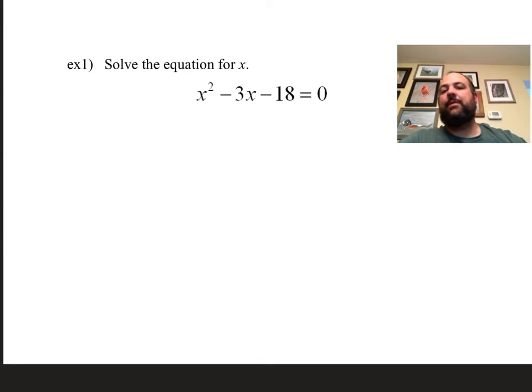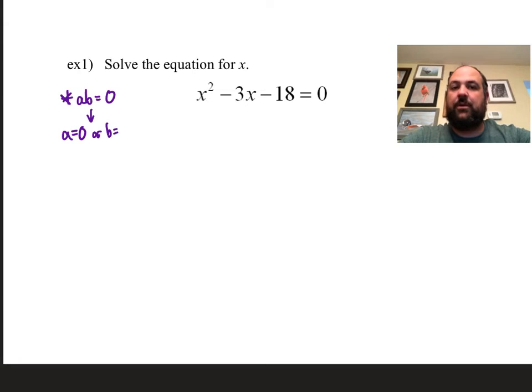Instead, what we want to think about is our zero product property, right? We're going to think about the fact that if a times b equals 0, that means a equals 0 or b equals 0. And the reason we're going to think about that is because in this case, the x squared minus 3x minus 18, if I think about what I just talked about in factoring a couple lessons ago, this is a quadratic trinomial. What method can we use to factor that expression? If you said reverse FOIL, you're correct.